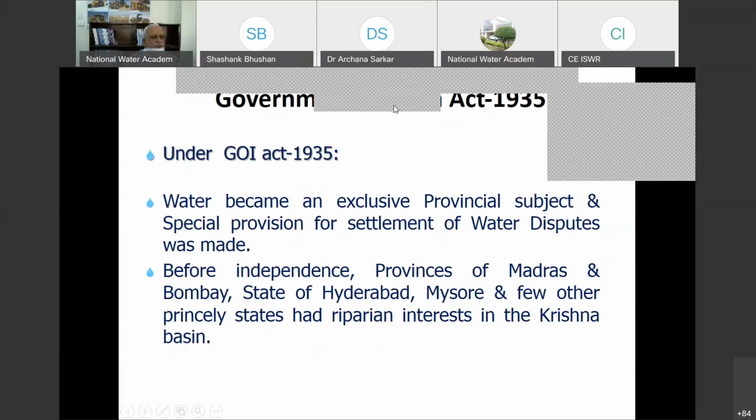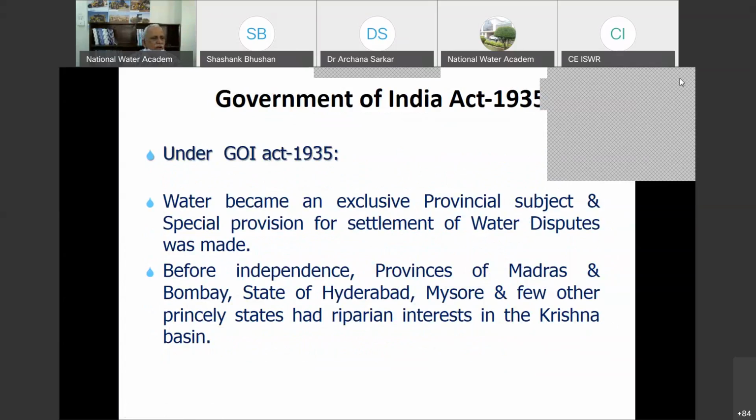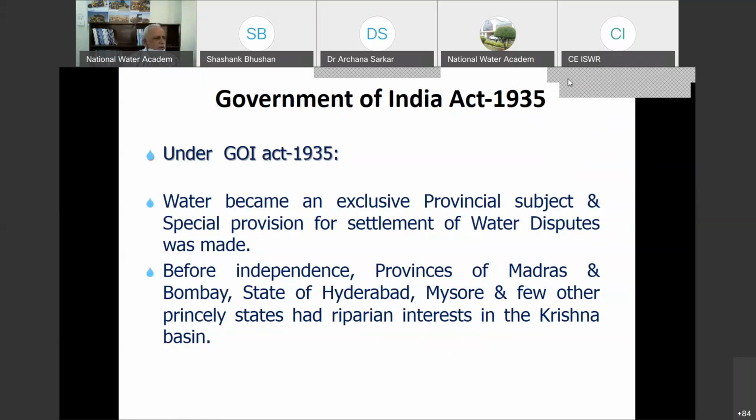Post 1930, the then government brought the Government of India Act 1935, by which water became an exclusive provincial subject and a special provision for settlement of water disputes was made. Provinces of Maharashtra, State of Hyderabad, Mysore, and other princely states had riparian rights in the Krishna basin.